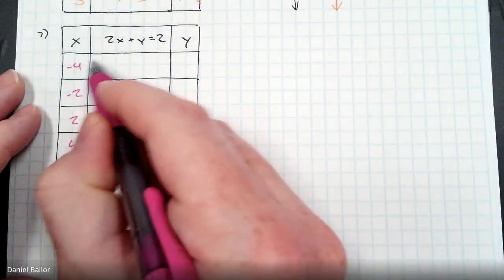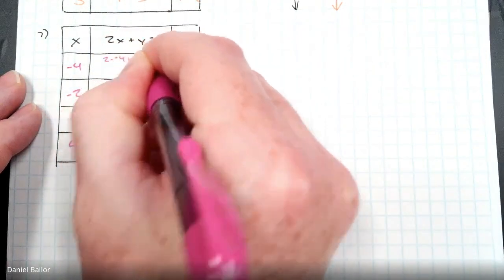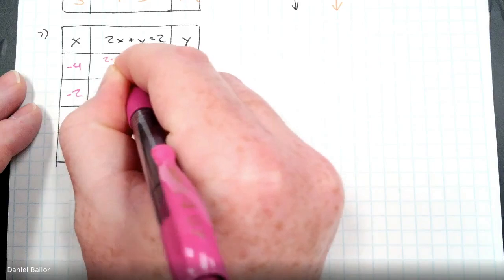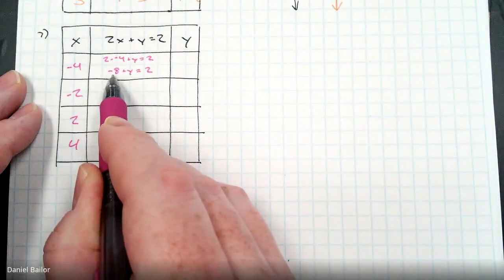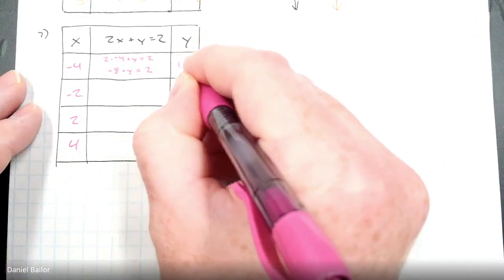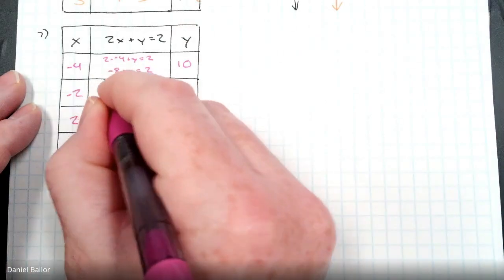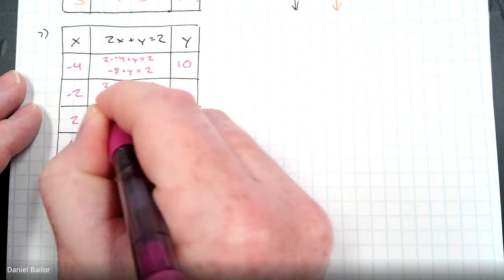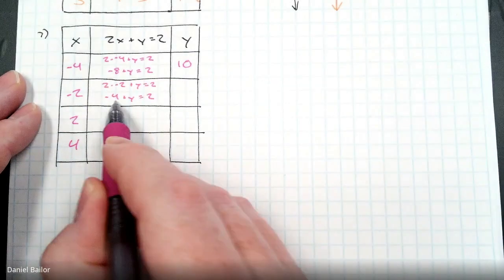So x is -4. So I do 2 times -4 plus y equals 2. That means -8 plus y equals 2. Remember, to isolate the y, I do the addition property, add 8 to both sides. 2 plus 8 is going to be 10. For x is -2, I can do 2 times -2 plus y equals 2. That's -4 plus y equals 2. Add 4 to both sides, y is going to be 6.